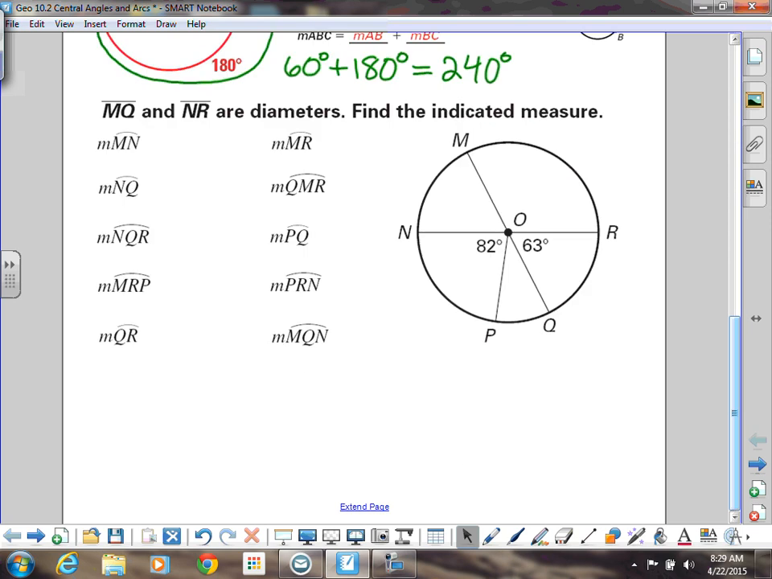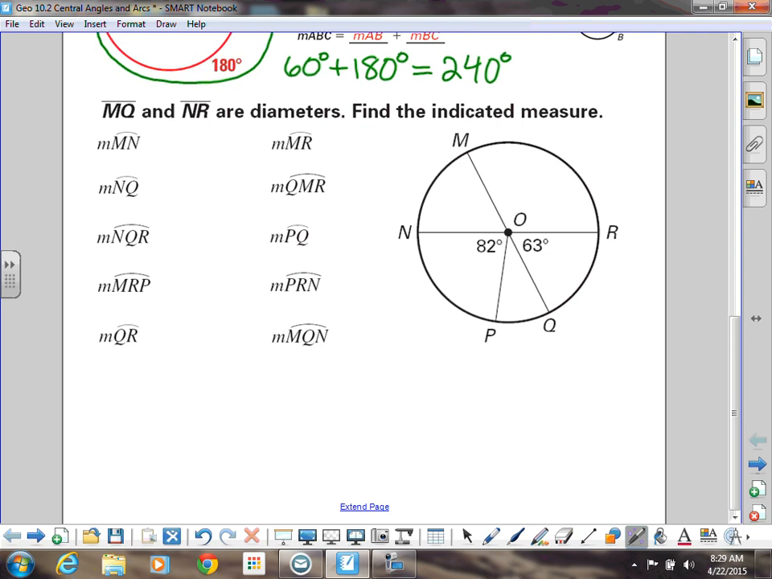Now, in this diagram, they tell us that MQ is a diameter, and NR is a diameter. So those are, we know, 180 degrees. And they want us to find the measures. So now we actually want to find angle measures. We're not just saying whether it's minor or major or anything like that.